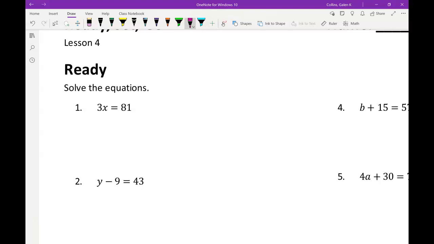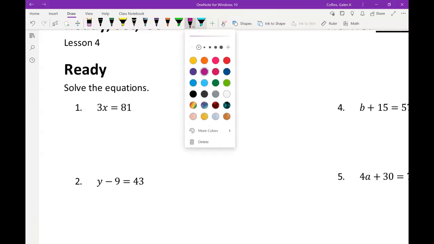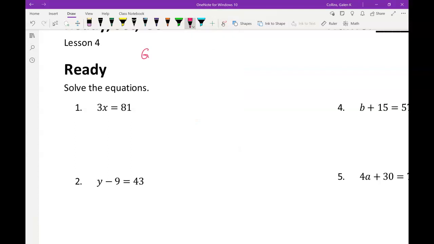If we have the expression 3x equals 81, remember that when we think about the order of operations, we have grouping. Sometimes you say parentheses, but grouping can be different than parentheses. We have exponents and radicals. We have multiplication and division, addition and subtraction. When we are evaluating an expression, we follow the order of operations. When we are solving an equation, we work backwards, so we go in the reverse order.